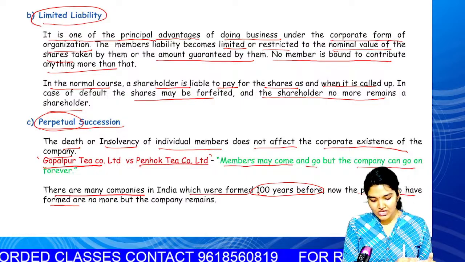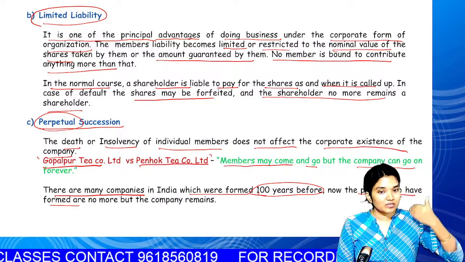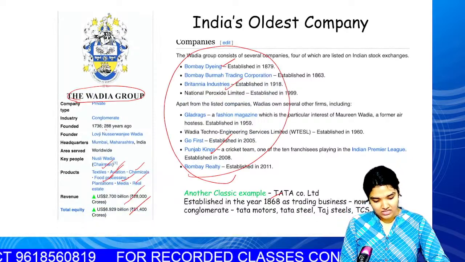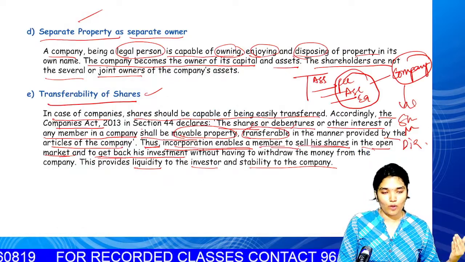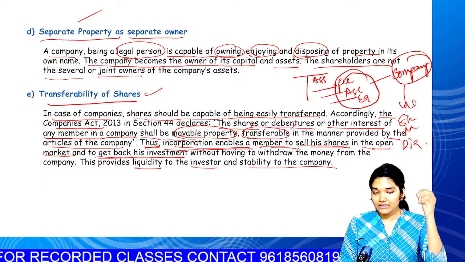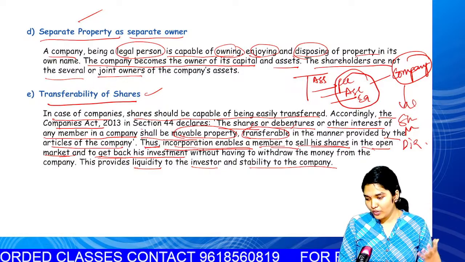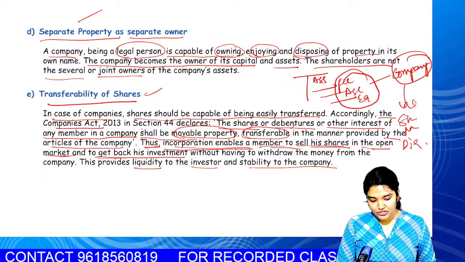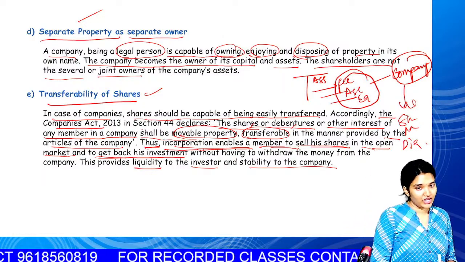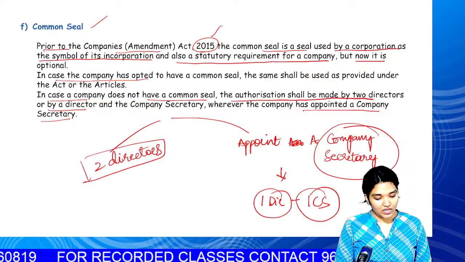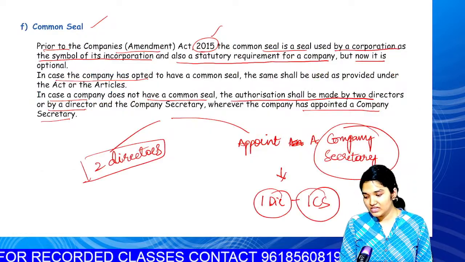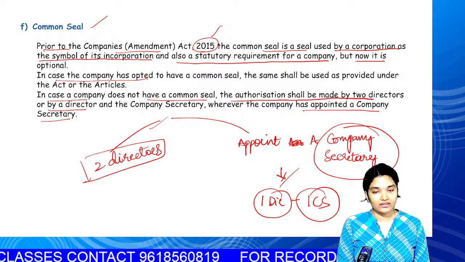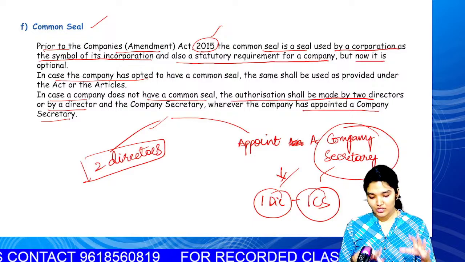And the third feature is perpetual succession. Members may come and go, but the company will stay forever. And the next feature is separate property as separate owners. The properties that are in the asset column are the property in the name of the company, the property of that legal person. And the next feature is the transferability of shares. The shares can be easily transferred in case of a company organization. And common seal, it is optional, and the authorization has to be made by 2 directors or 1 director and 1 company secretary. So these are the features of the company.